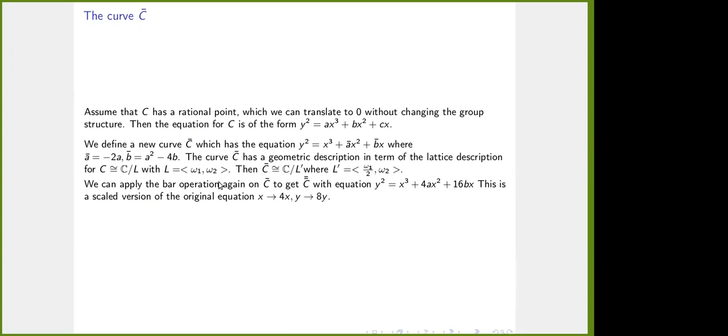And then we look at C bar, and again we apply the same operation. Now minus 2 of a bar will be 4 times a, so I get 4a. And a bar square minus 4b bar will be 16b. So we get this as the equation for C bar bar. This is a scaled version of the original equation with x going to 4x and y going to 8y.